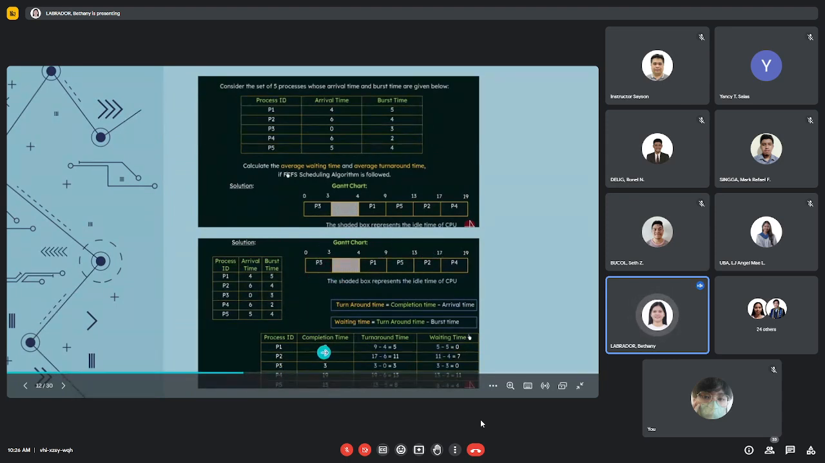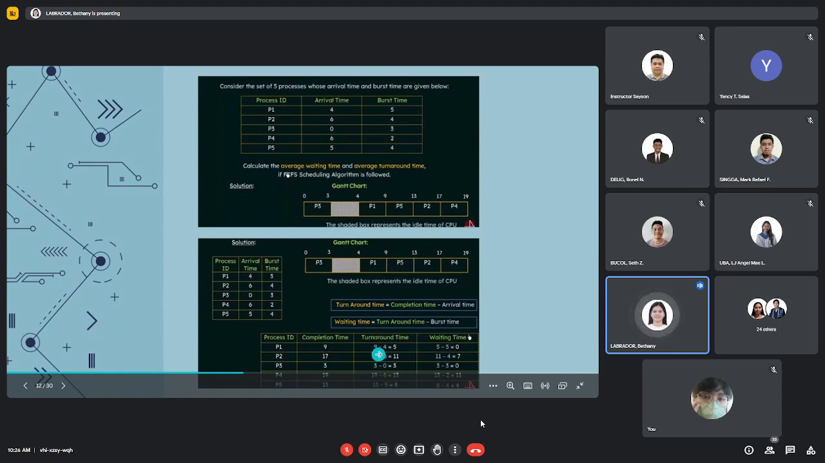So P1 is 9, so P1 completion time is 9. P2 is 17, and P3 is 3. For P4, the completion time is 19, and P5 is 13. That is how we fill up this column for completion time. Just look at your Gantt chart.